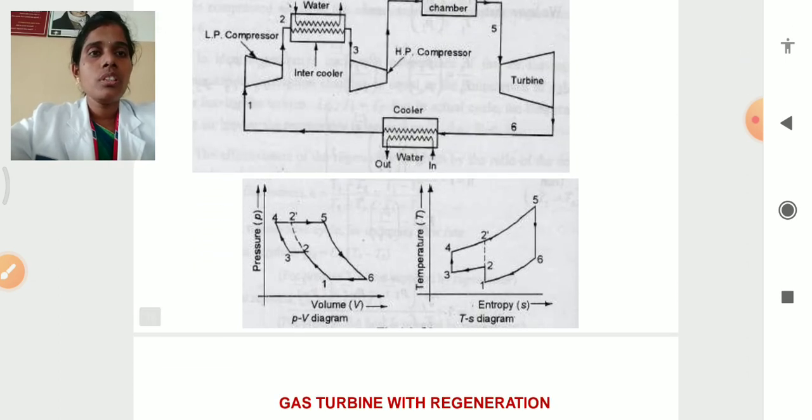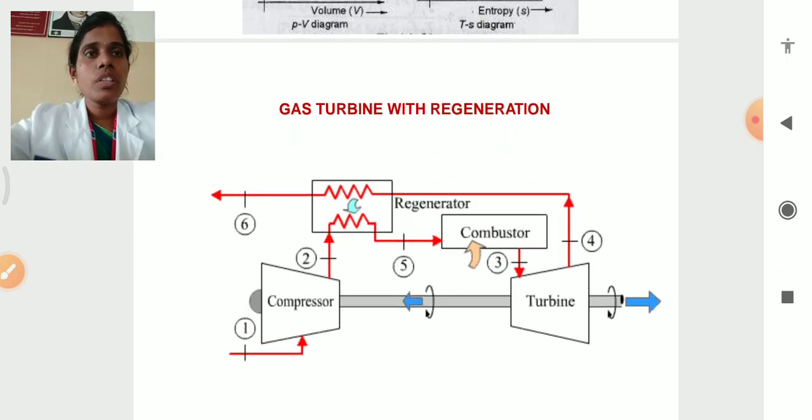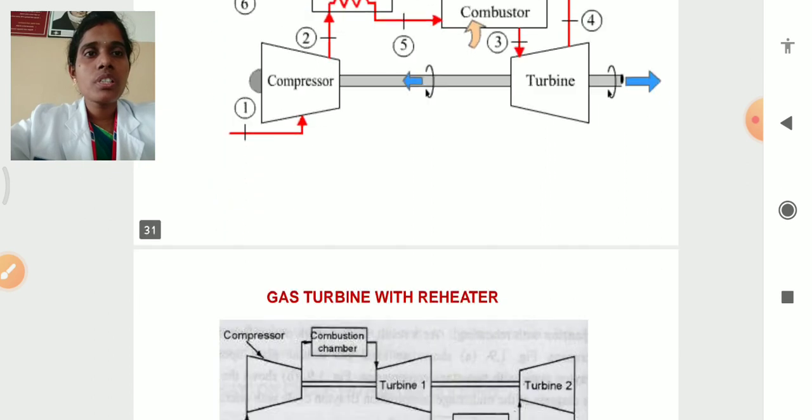This one is a pressure and temperature diagram according to volume and entropy. Next, the gas turbine with regeneration. Here the first part is the compressor, then the combustion chamber, the regenerator and the turbine. In the compressor, the same process happens: the air gets compressed and is then fed to the regenerator, which generates the heat, and it is passed to the combustor, in which the hot gas is converted into mechanical work with the help of the turbine, and coupled to the generator, it produces electricity.